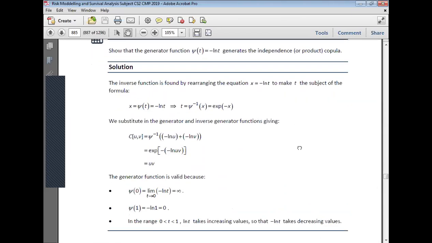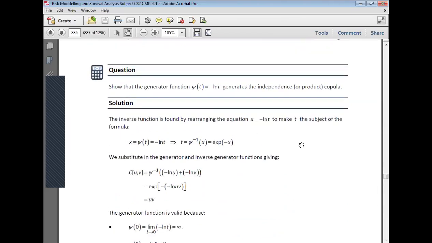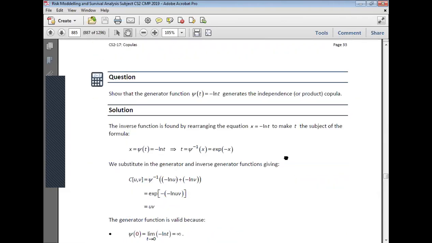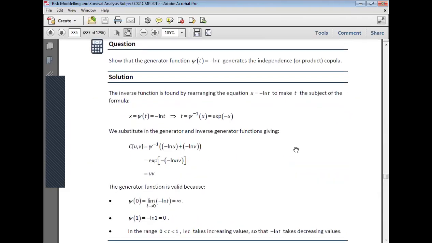And I guess, they have actually derived this as well. They have asked us to show whether this generator function indeed generates the independence copula or not. Once you know the generator function, what's left for you is to first figure out its inverse. So you equate this to some x, and then you figure out its value in terms of t. So t is equal to this inverse of x, which is just going to be e raised to minus x.